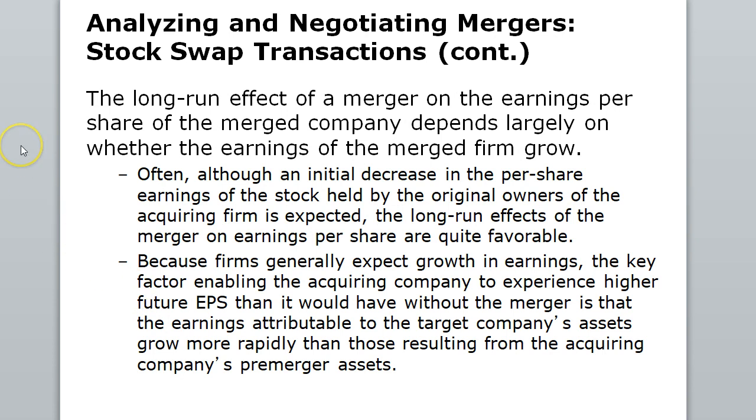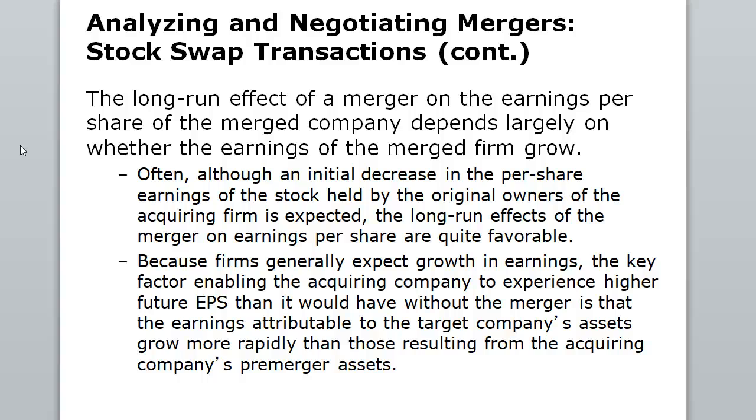Okay. So the long-run effect of a merger on earnings per share and the share price of the merged company depends largely on whether the earnings of the merged firm now grow. So it's hoped that this merger is going to be beneficial and the two companies will have synergy and their earnings will grow faster. So although the initial decrease in the earnings per share of the stock is a disappointment to the original owners of the acquiring firm, it's expected. And as for the long-term effects of the merger, if it's a smart merger and it's going to bear fruit, the earnings per share will be quite favorable in the future.